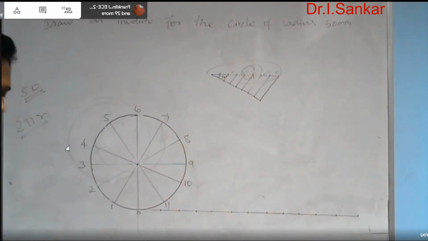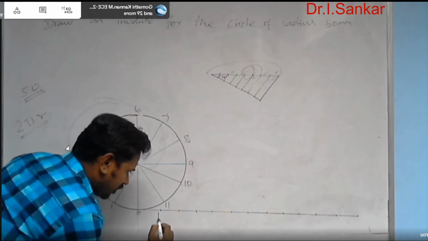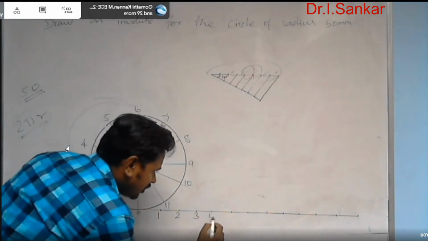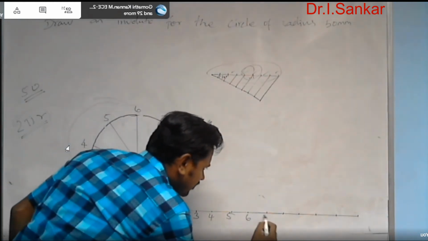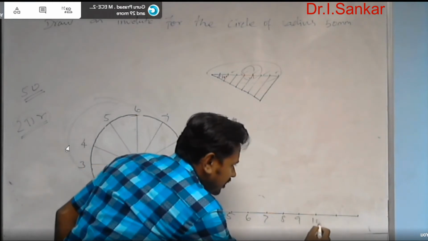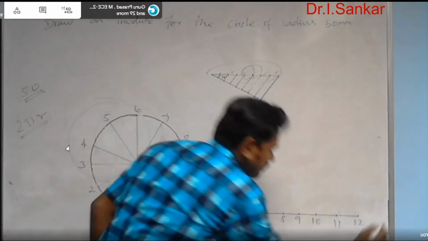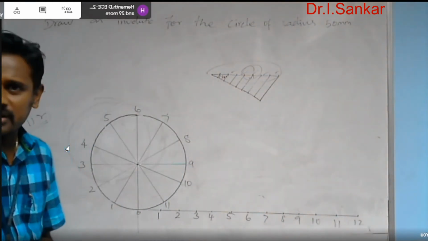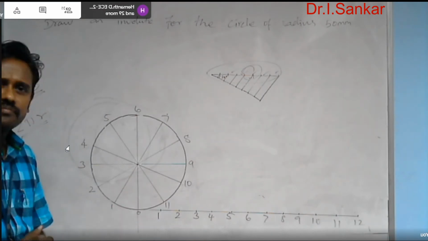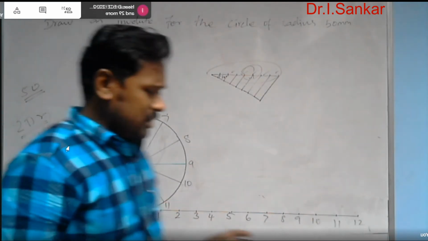I just split it into 12 equal parts, and I am going to name them 1, 2, 3, 4, 5, 6, 7, 8, 9, 10, 11 and 12. Okay, name it.